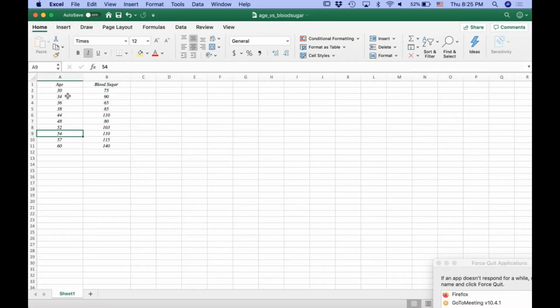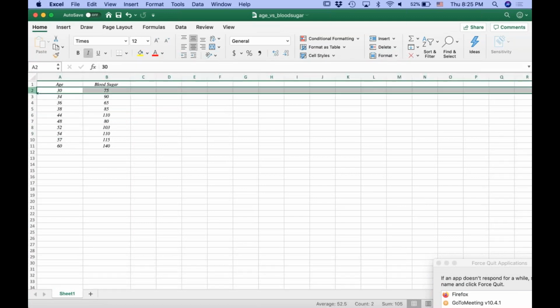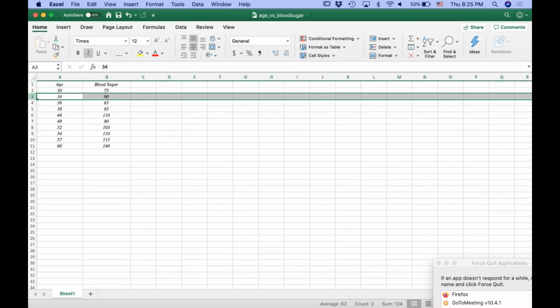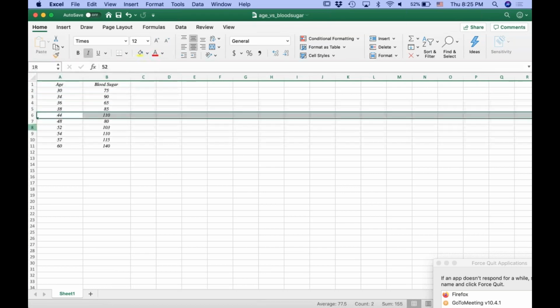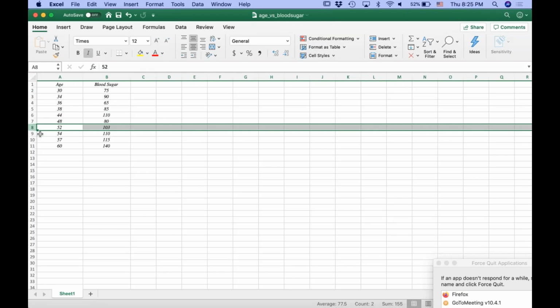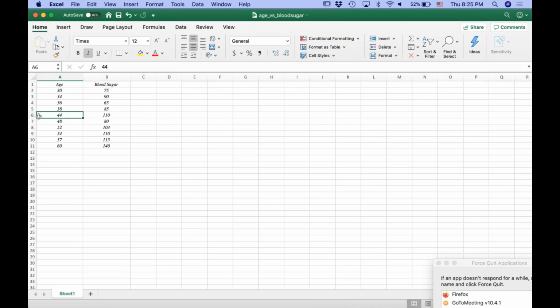This is age. So this is individual. We have not 10 people in our sample, and this person's 36. His blood sugar is 65. Fasting blood sugar 65. This person is 52. His is 103. This person's 44. He's 110, a little higher than other guys.